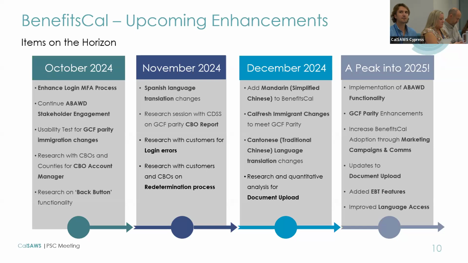If you go later in this calendar year, for the month of December, we are adding a new threshold language, the Mandarin language. The 21st language, simplified Chinese, is going to be added to Benefits-Cal across all the flows, application flow and the renewals and everything. Everything you see in the application will be translated for this new threshold language. And as we move on to 2025, we have policy items that we have been working on with our state partners, DHCS and CDSS, as well as EBT and the document upload related changes are also targeted for early 2025 that we are actively working on.